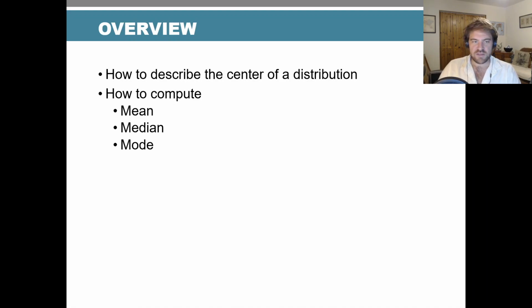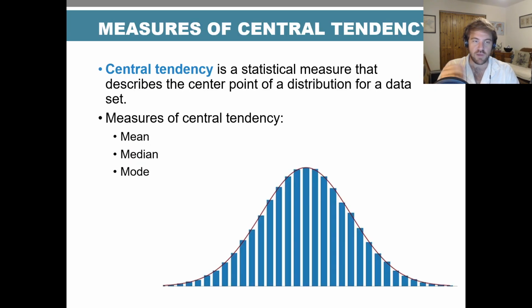So basically what we're going to be going through is different ways to describe the center of a distribution. We'll learn how to compute the mean, median, and mode. Central tendency is a statistical measure that describes the center point of a distribution of any data set.